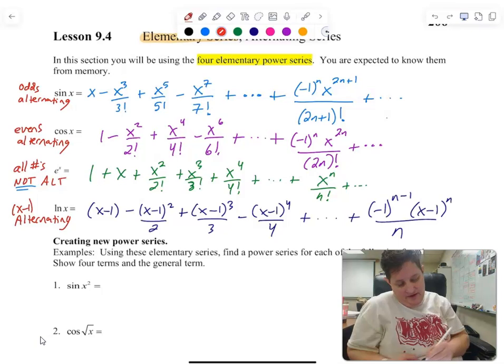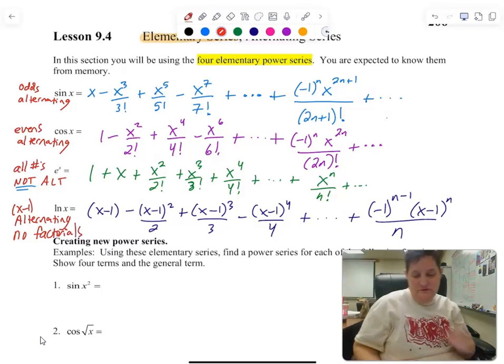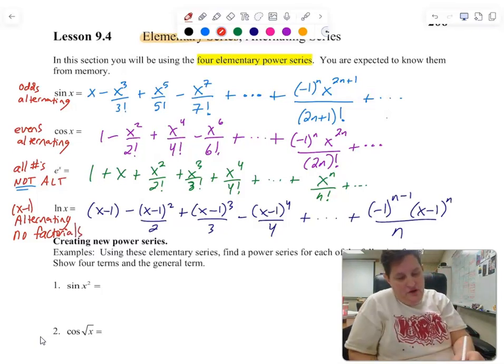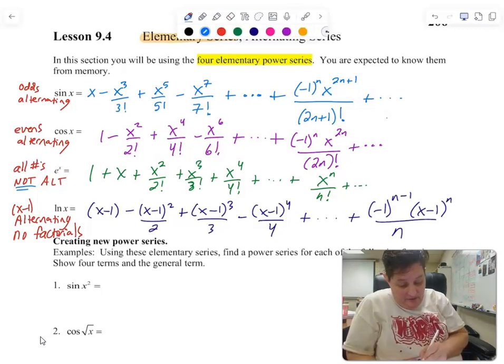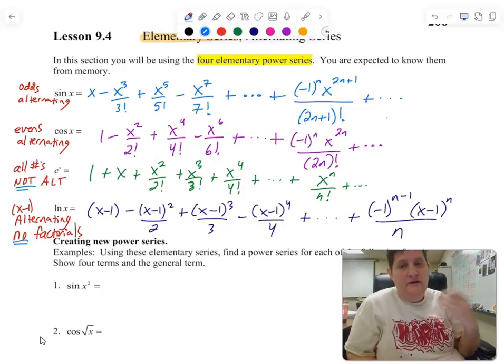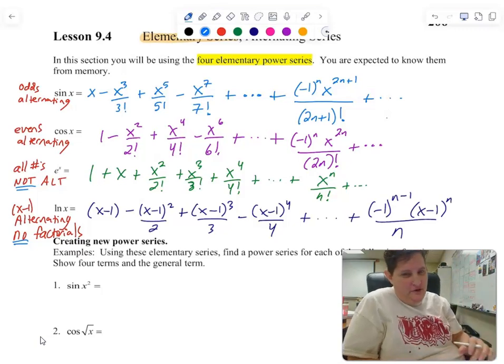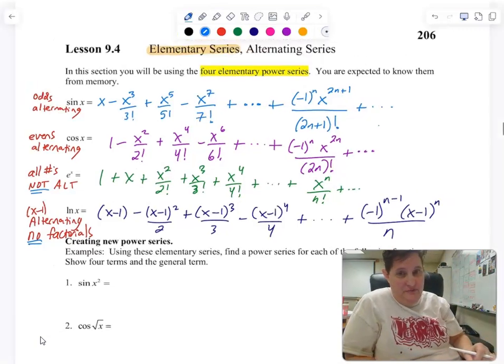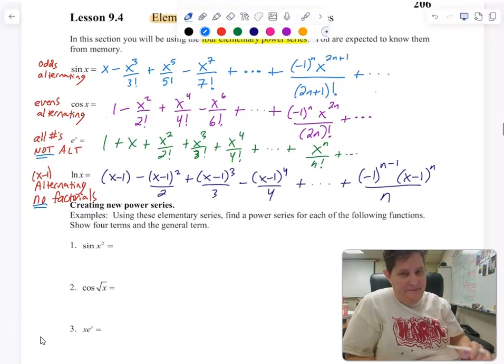So the other thing I'm going to memorize for this is no factorials. So e is the only one that's not alternating. ln is the only one that has no factorials. And then ln is shifted over to x minus 1. So we're going to just memorize those. You're going to need them enough.